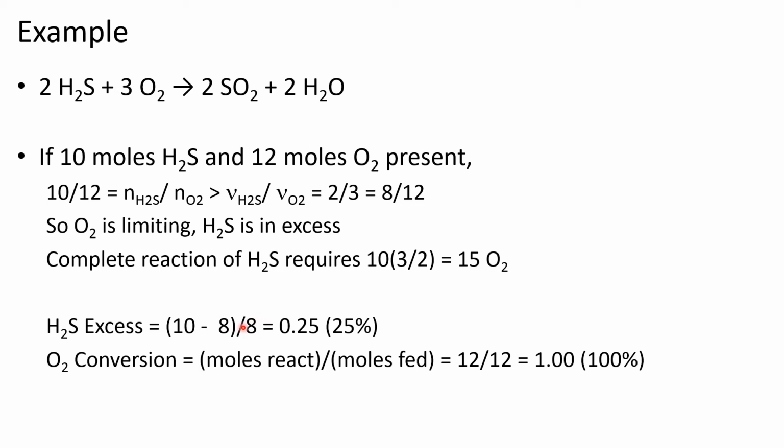So in this case, we'll take the difference between 10 and 8, which is 2, and divide by the 8 moles of hydrogen sulfide that would be required to react with the 12 moles of oxygen present. We get a value of 0.25. That's a fractional excess. If we multiply by 100, we get the percent excess, which is 25. If all the oxygen were to react, we would say that the conversion of oxygen, which is the ratio of the moles that react divided by the moles fed, would be 12 over 12. If all that were to react, we'd have a fractional conversion of 1, and the percent conversion would be 100, 1 times 100.